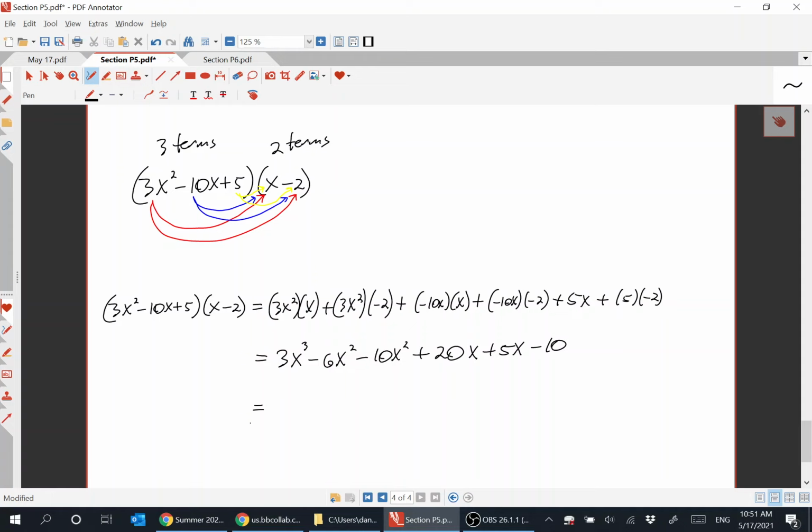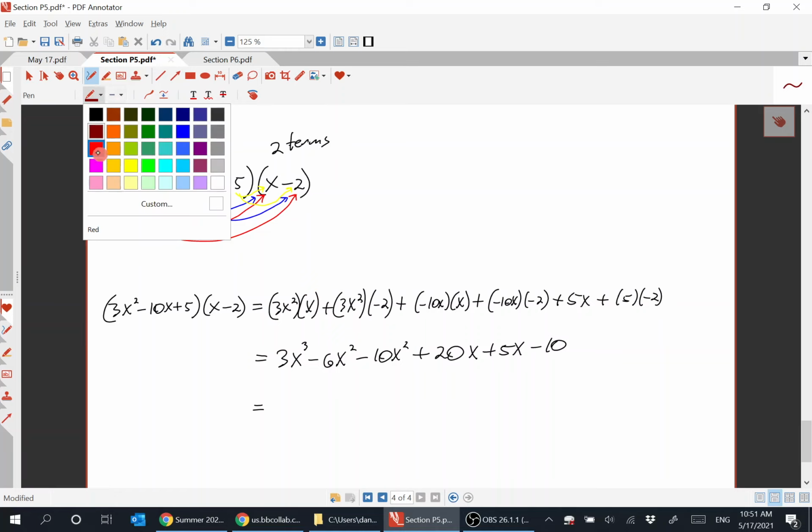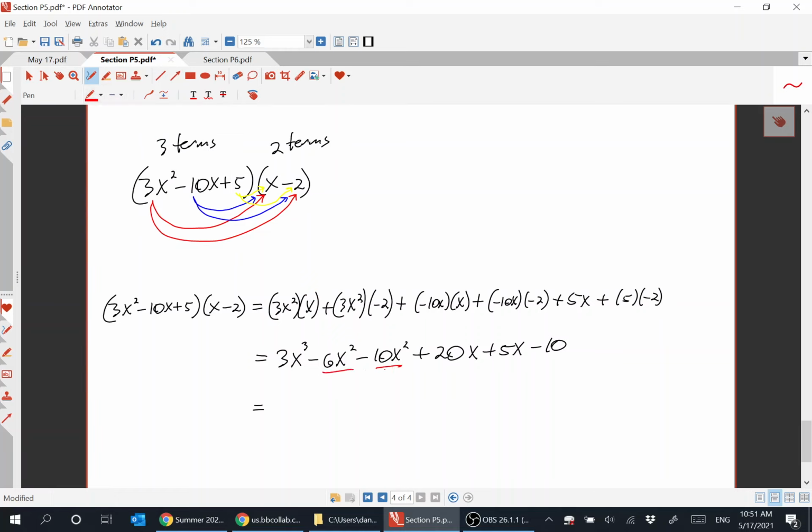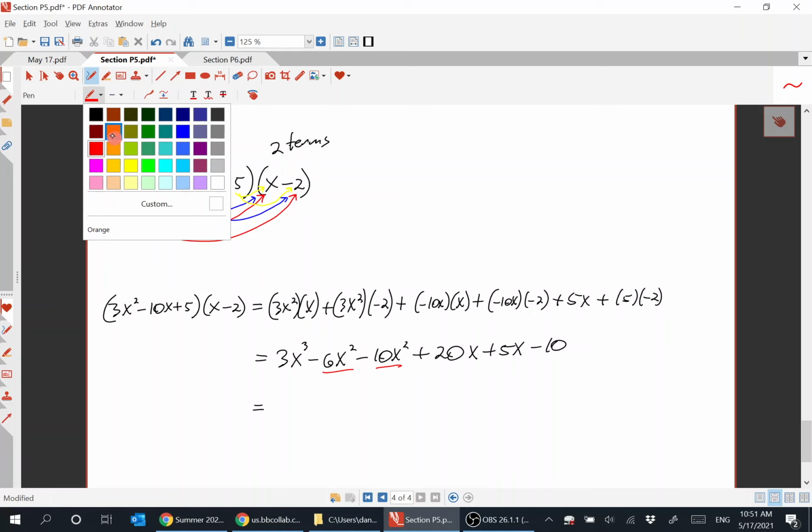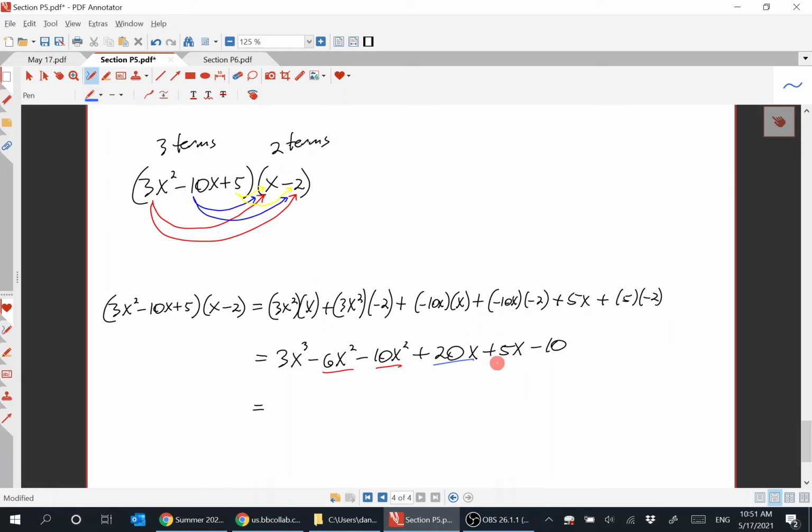Okay, and now combine the like terms, the monomials with the same exponent. So I've got this monomial here, maroon, with exponents 2, and these monomials here with exponents 1. So those get combined together. So I got 3x to the third minus 16x squared plus 25x minus 10.